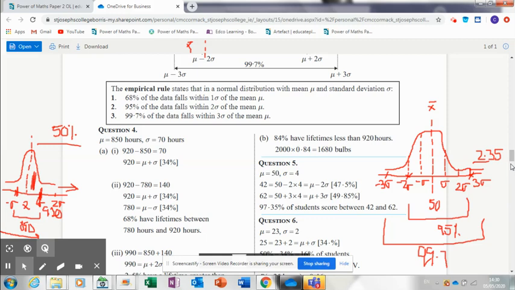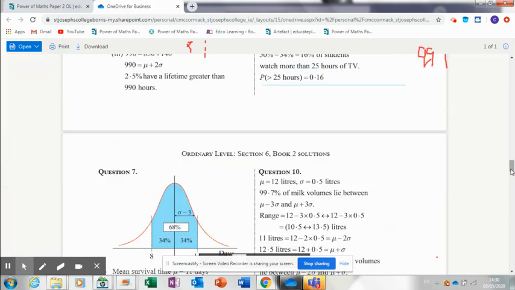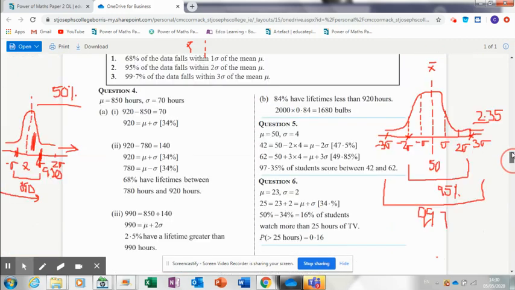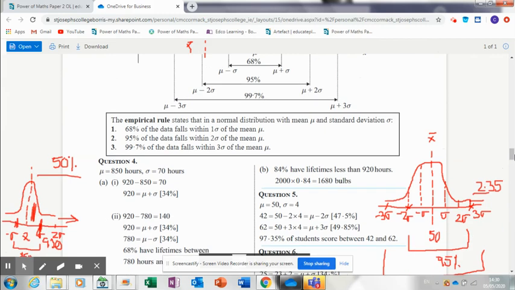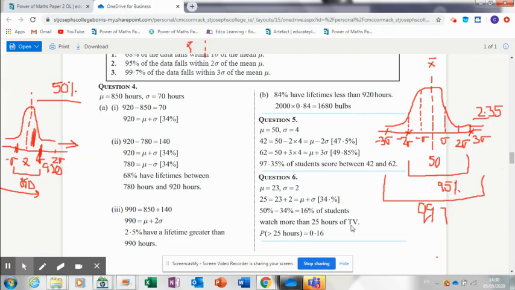Question 6. Right, so this is question 6 here. What was the question? That's the answer. A class survey shows that students watch an average of 23 hours of television per week with a standard deviation of 2 hours. What approximate percentage of students watch more than 25 hours per week?